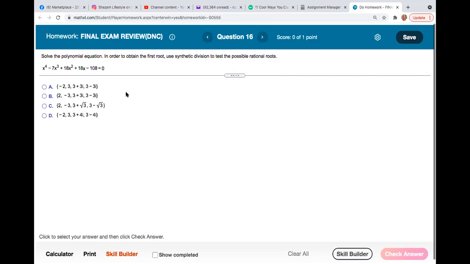So -2, I'm going to use that as my divisor the first time around. The coefficient for x to the 4th is 1. Coefficient for x cubed is -7. Coefficient for x squared is 18. Coefficient for x is 18. And then -108. So this is the first synthetic division. Drop the 1. 1 times -2 is -2. We add, we get -9. -9 times -2 is +18. We add, we get 36. 36 times -2 is going to be -72.